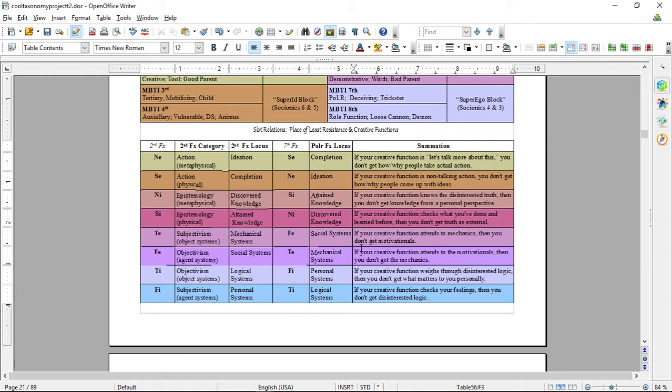TI is the internal systems, the objective internal systems function. Whereas TE deals with mechanical systems, FE deals with social systems, TI deals with logical systems or conditionality systems. If you have TI as your tool function, you have FI polar, and you just don't get personal systems, because if your creative function weighs through disinterested logic, then you don't get what matters to you personally. And lastly, if your second function is introverted feeling, then you have a subjective agent system approach that's internal, and the locus of which is personal systems. That is a system specific to you, regarding feeling mostly, but not so much SI, obviously. But the polar function locus is going to be logical systems or conditionality. If your creative function checks with your feelings, then you just don't get disinterested logic.